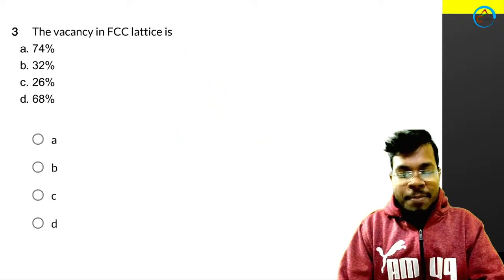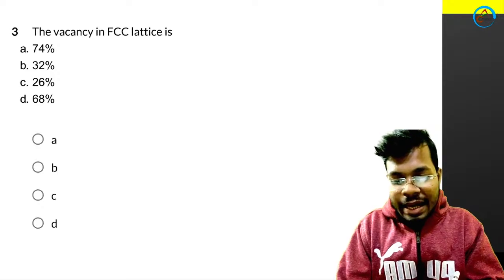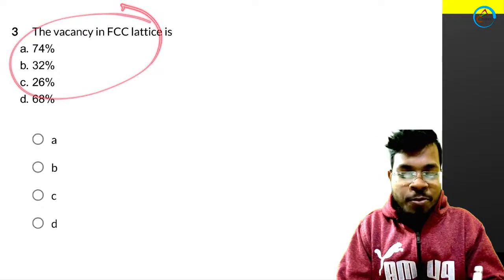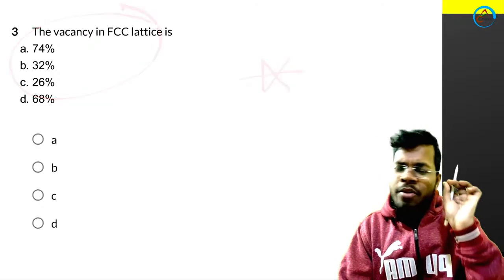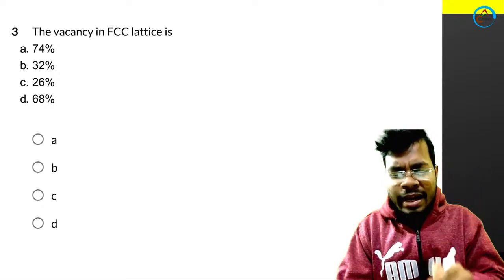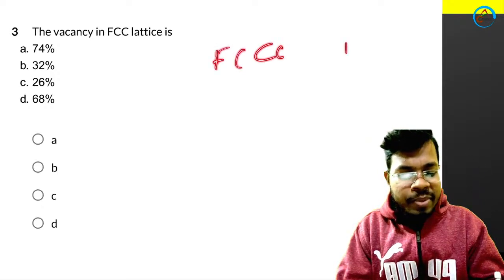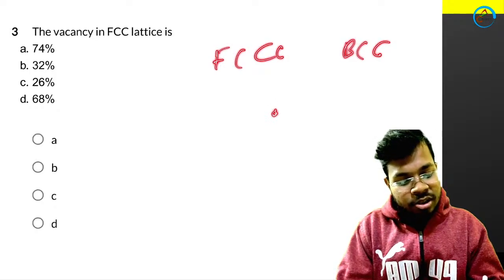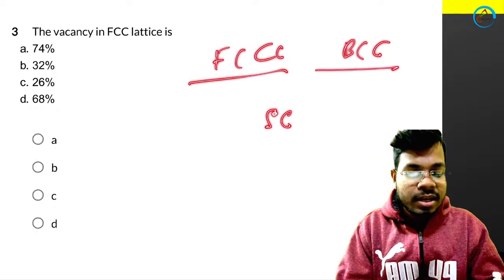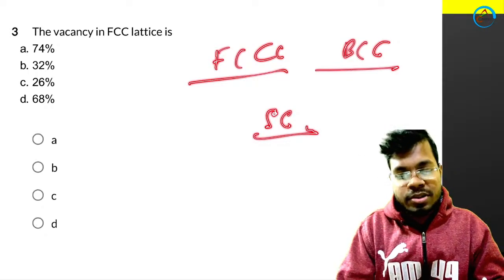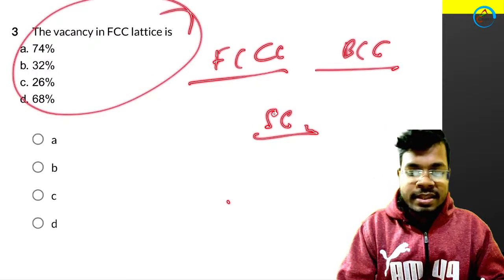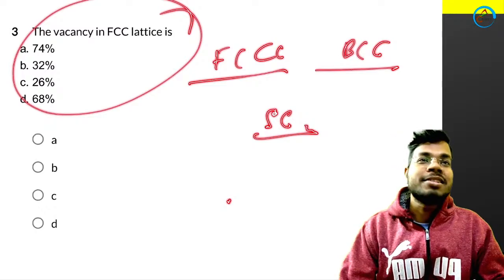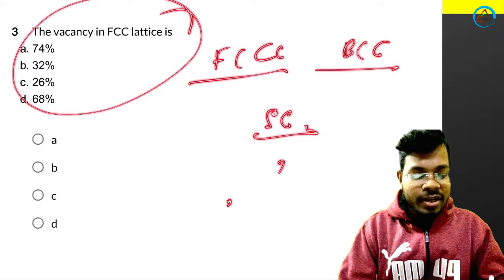Next question. The vacancy in the FCC lattice. If you don't know the vacancy, then you have to calculate it in the exam hall. But I would recommend that you please remember the packing efficiency of FCC, BCC, and simple cubic. These three you have to remember. So what will be the answer? The vacancy in the FCC lattice. You have 20 seconds.